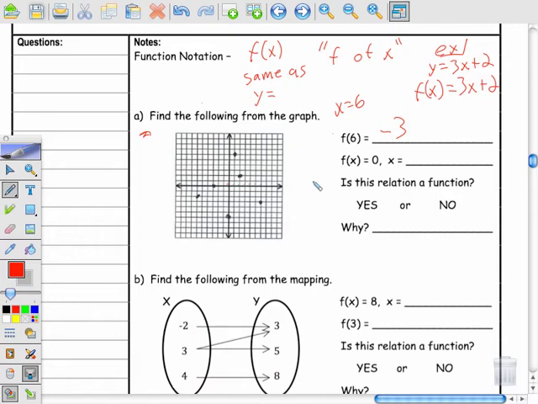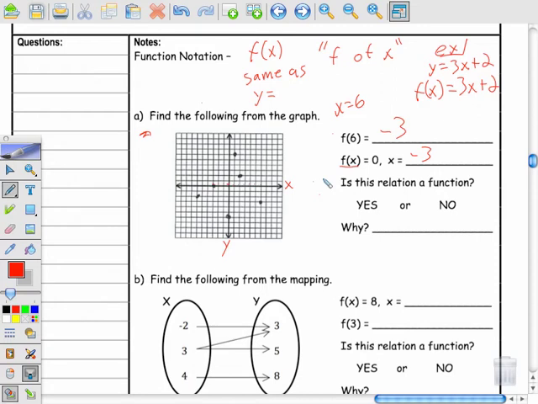Okay, now what about f of x equals 0? Again, f of x is the same thing as y equals. So that's like saying y equals 0. Well, where does y equal 0? Again, this is our y-axis, this is our x-axis. There's y equals 0. That would be at the point negative 3, 0. So where does it equal 0? When x is negative 3. So it just so happens in that example, both of those are negative 3.